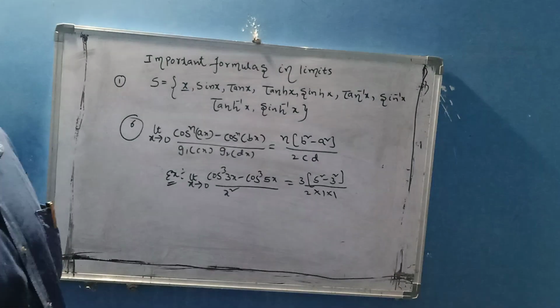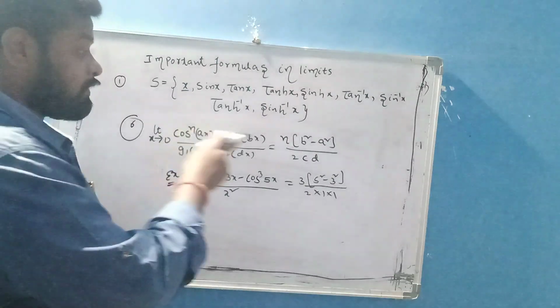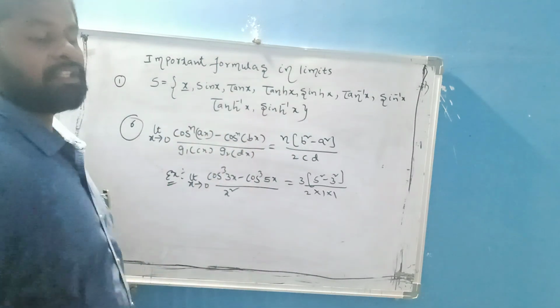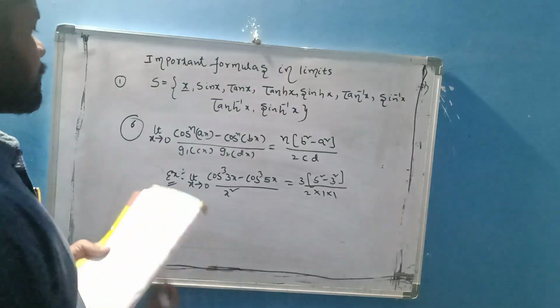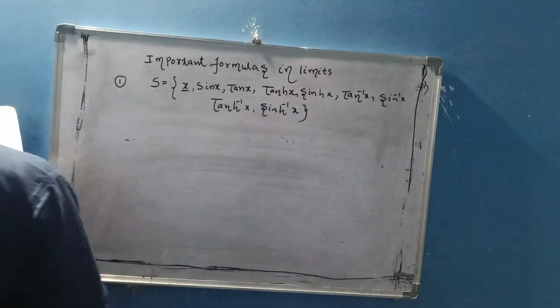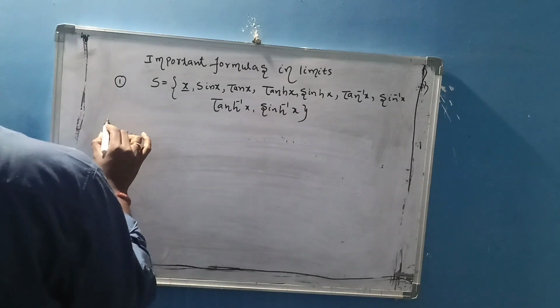If powers are given, compare the fifth and sixth. In the fifth, powers are not there. In the sixth, power is given. That power is multiplied with (b square minus a square) by 2cd. That is the difference. Okay. Next. Limit x tends to 0, sixth one completed.